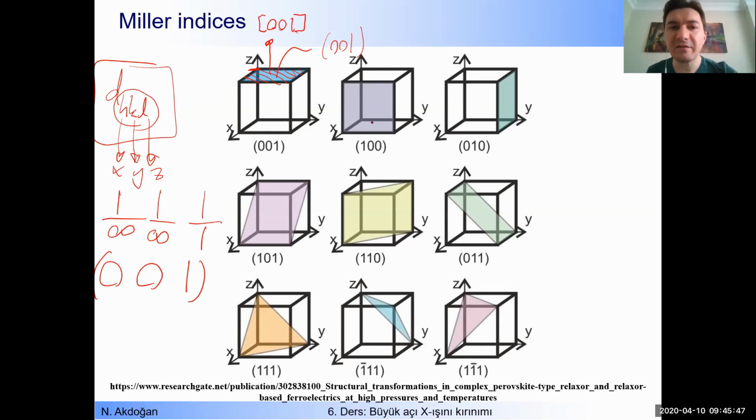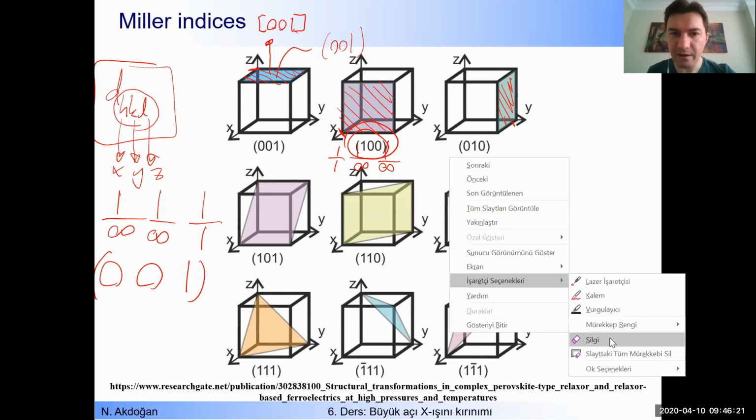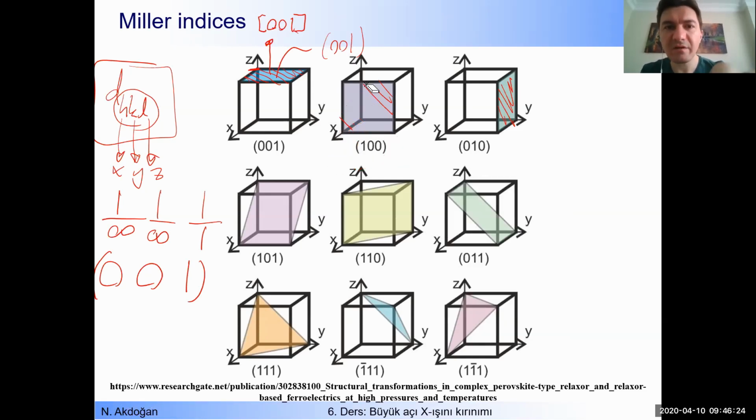If you look at that surface, for example, it intercepts at 1 along the X-axis, 1 over 1, and intercepts both Y and Z axes at infinity. Then we have that surface. Same for this one. So this is how we calculate the Miller indices. Now let me clean them, and then I will continue with other surfaces.